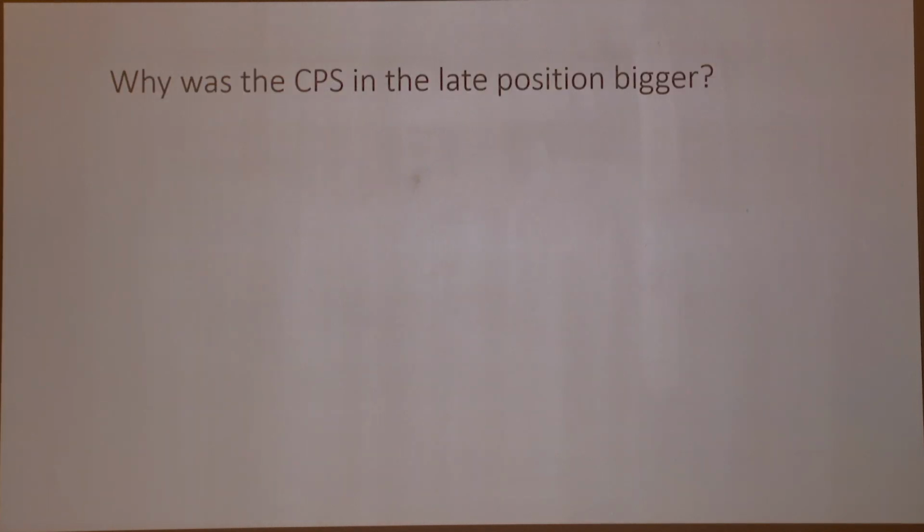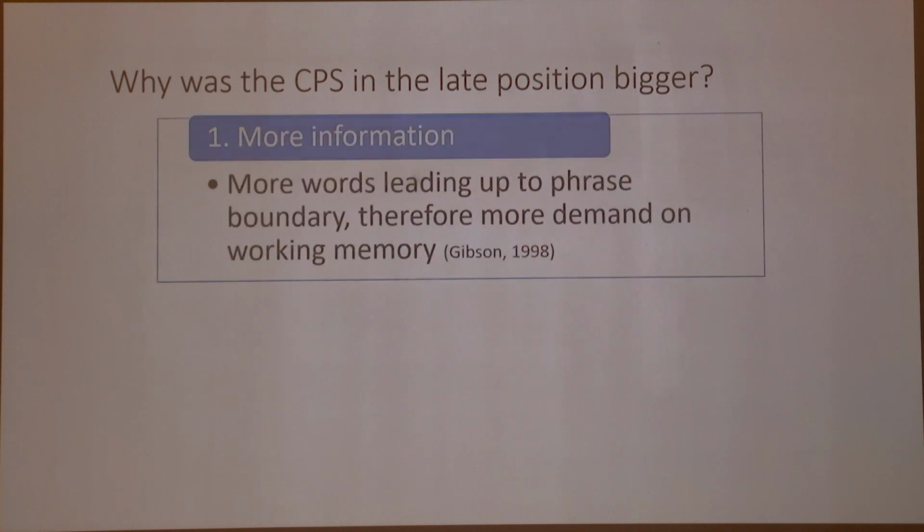First of all, you might be wondering why the CPS in the late sentence position was bigger. This is a pattern that we saw both in English and in ASL. There are two factors that could be influencing this difference, the first of which is that there's simply more information leading up to a phrase boundary in the late condition than in the early condition, which could be placing more demand on working memory. There are more words leading up to the phrase boundary, more processing occurring, which could be influencing the amplitude of the CPS.